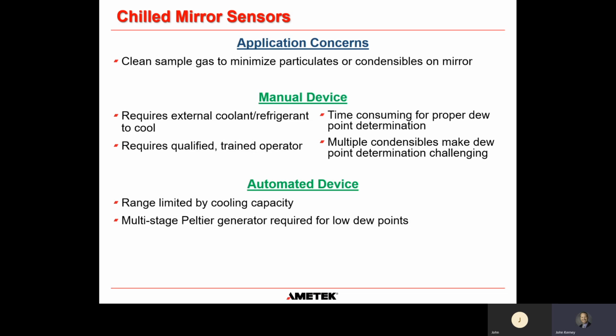The other limitation on these is usually the range over which they can measure. It fundamentally has to do with how low you can cool the mirror. There are ways to cool it to lower and lower temperatures, it just gets more expensive and cumbersome. In the manual devices, you can use different cooling mechanisms to try to drive the mirror temperature down. In the automated devices, it gets into how many Peltier generators you want to have to lower and lower the temperature, and therefore lower and lower the dew point measurements you're making. But these are definitely industry standards, and you'll definitely see them in various labs.